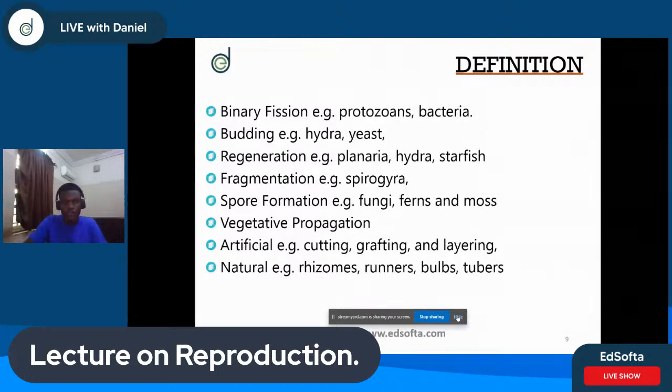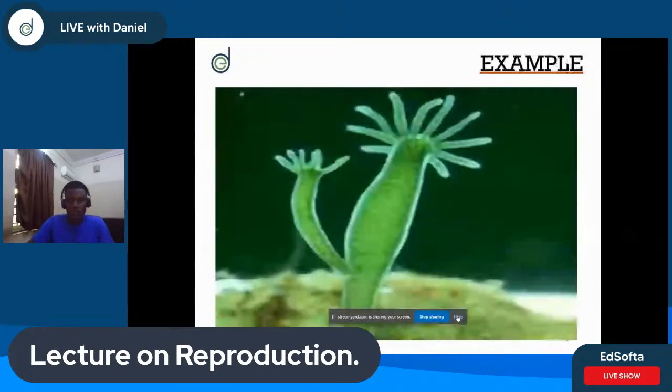Then we have spore formation. Asexual organisms produce by spore formation. Examples of organisms in this category include fungi, ferns, and moss. Then we have vegetative propagation. Under vegetative propagation, we have artificial and natural vegetative propagation. Artificial vegetative propagation involves cutting, grafting, layering, and tissue culture. And under natural, we have the rhizomes, corms, bulbs, and tubers. So we go to the next slide. What you can see here is a diagram of a hydra that is reproducing through budding.